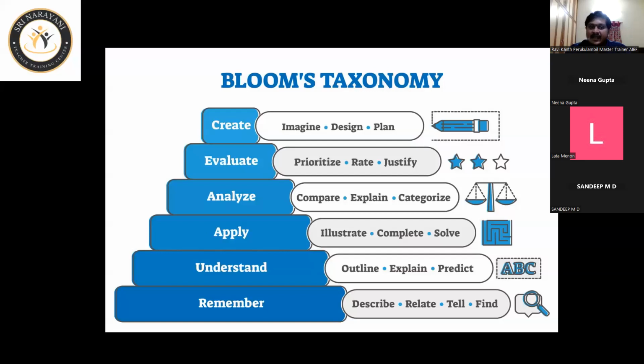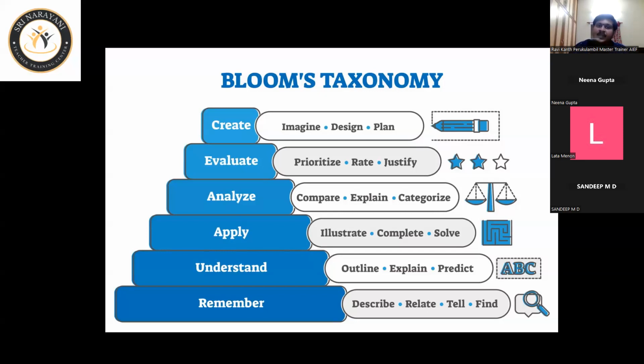Finally, analyze. In the stage of analyzing, the children should compare the concept with the other concept, and come up with their understandings about it after analyzing what they have understood, and explain the concepts and categorize the concepts also, like different concepts under different things and the different broad categories.